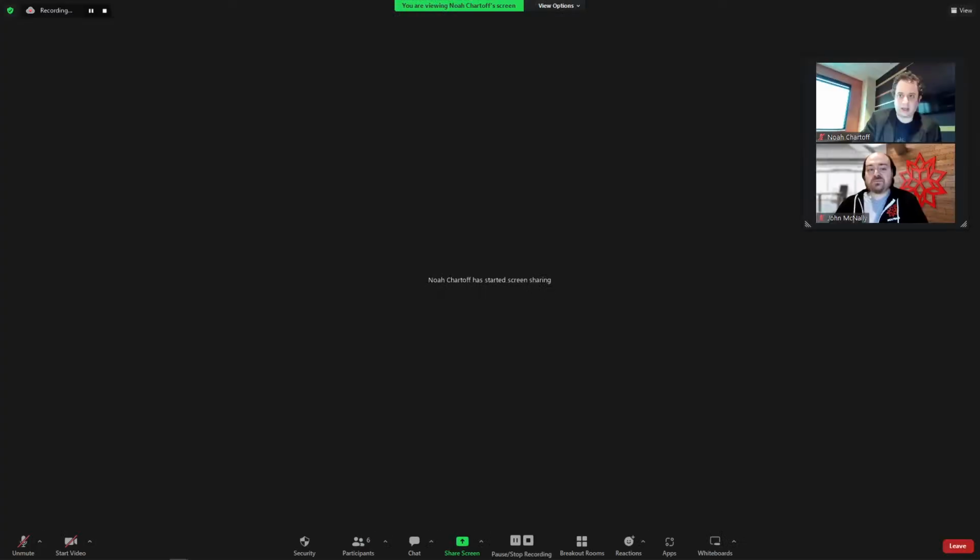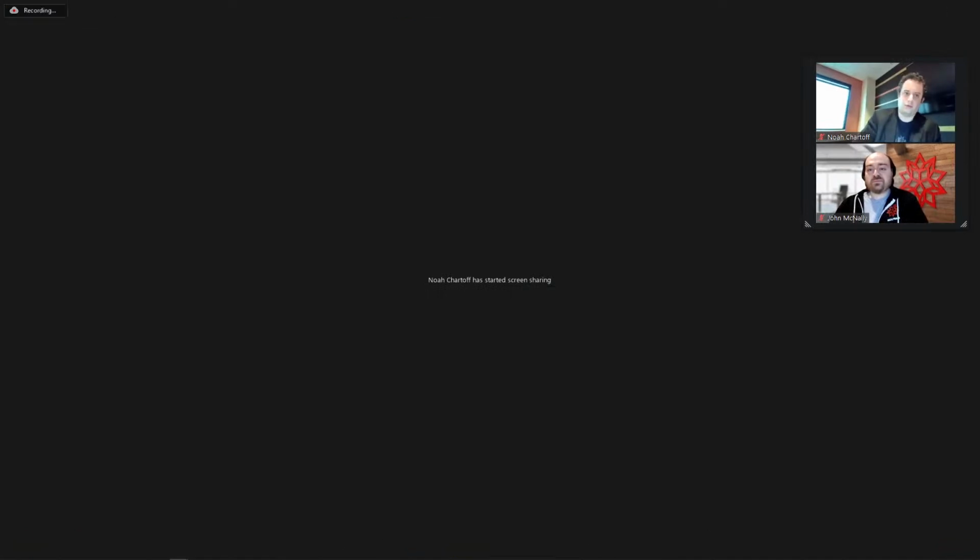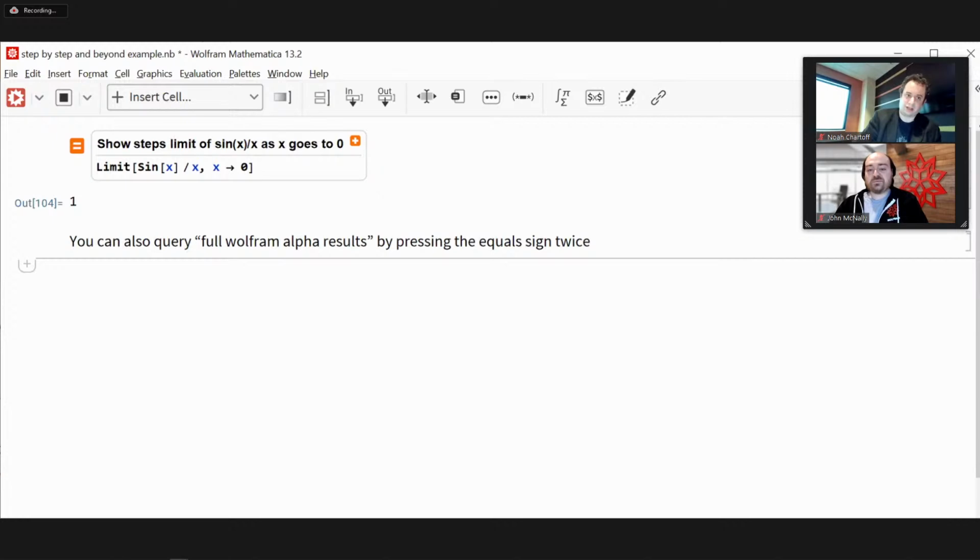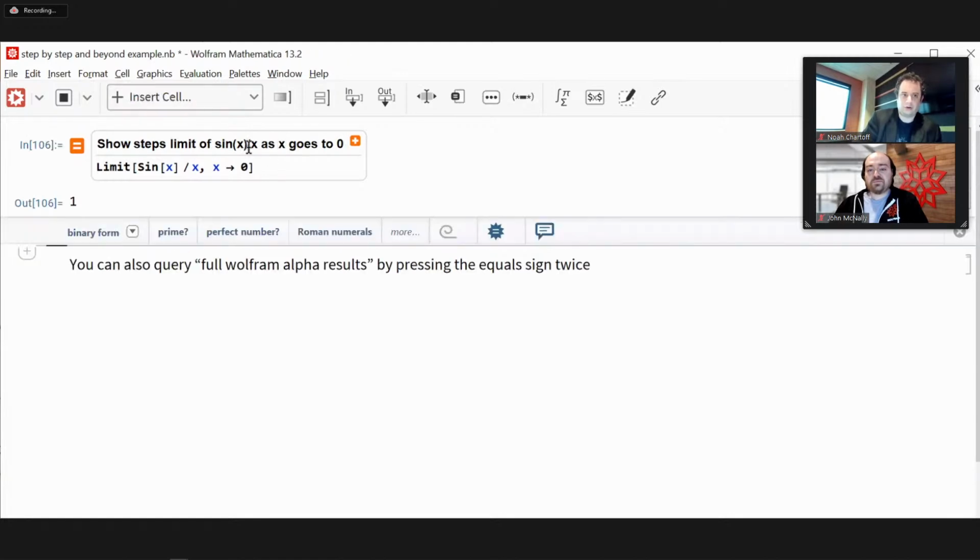And by the way, like I said, I have been focusing on Wolfram Alpha Notebook Edition interfaces for this just because it tends to put these things front and center. But in other Wolfram products, you can find these things as well, like in Mathematica, for example. I'm going to give a quick little example here that I've written up already, a simple Mathematica notebook, which shows the last problem we did, show steps limit of sine of x over x as x goes to 0, just going to hit enter there.